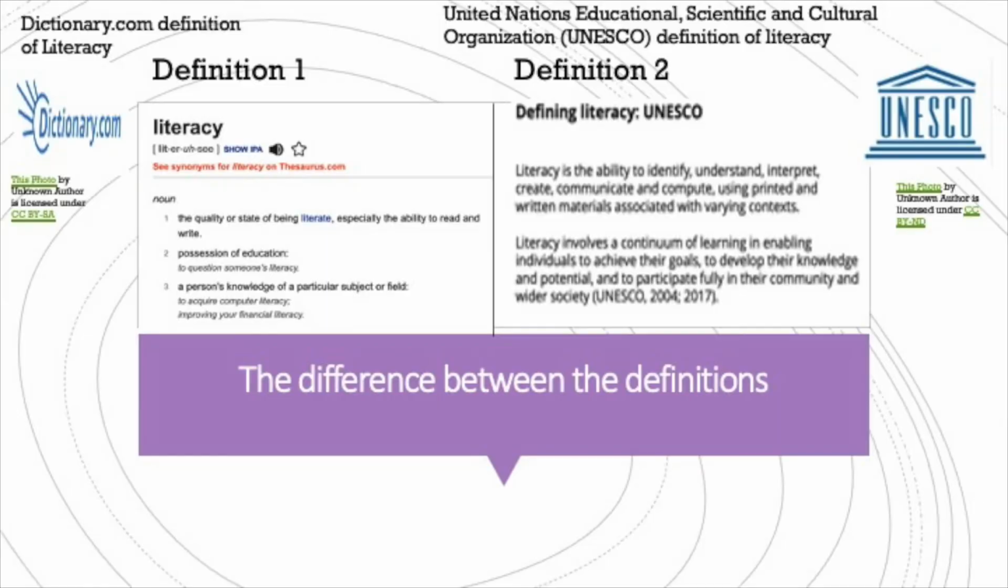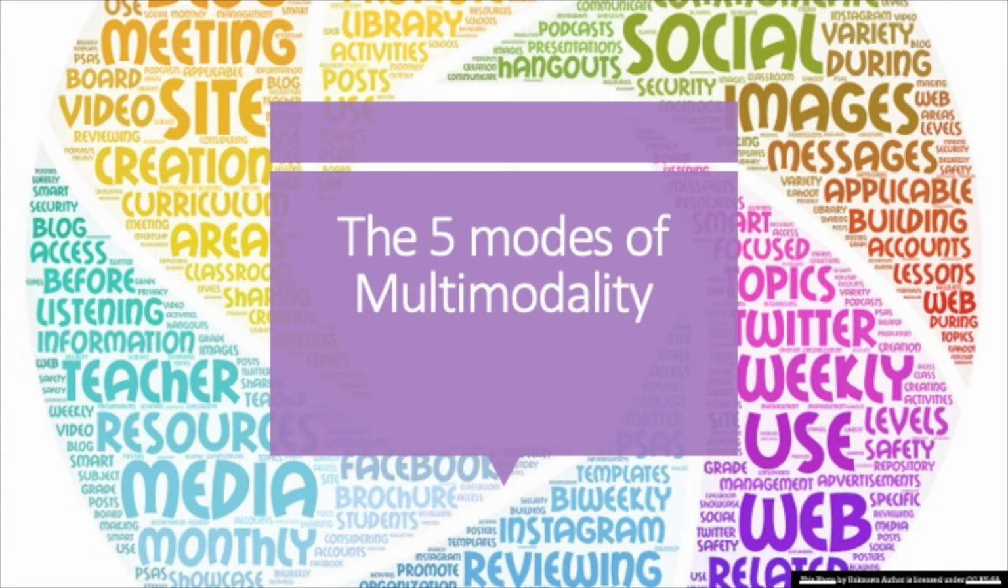The biggest difference between the 2 definitions is limitations. Definition 1 relies on literacy being a form of text, whilst definition 2 sees literacy as multimodal, understanding that meaning comes from multiple modes correlating simultaneously rather than strictly using one mode at a time. This brings us to the 5 modes of multimodality.